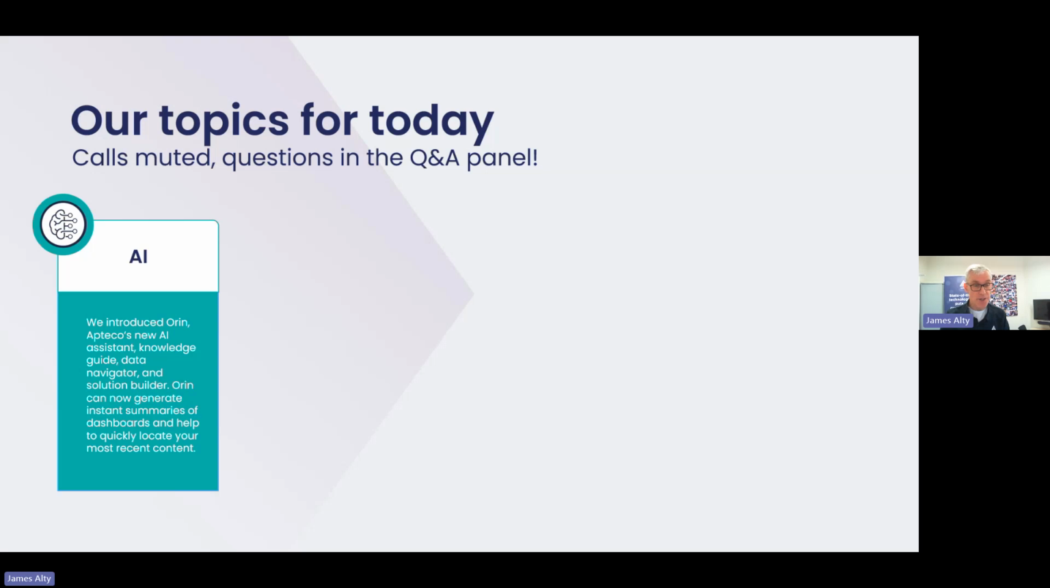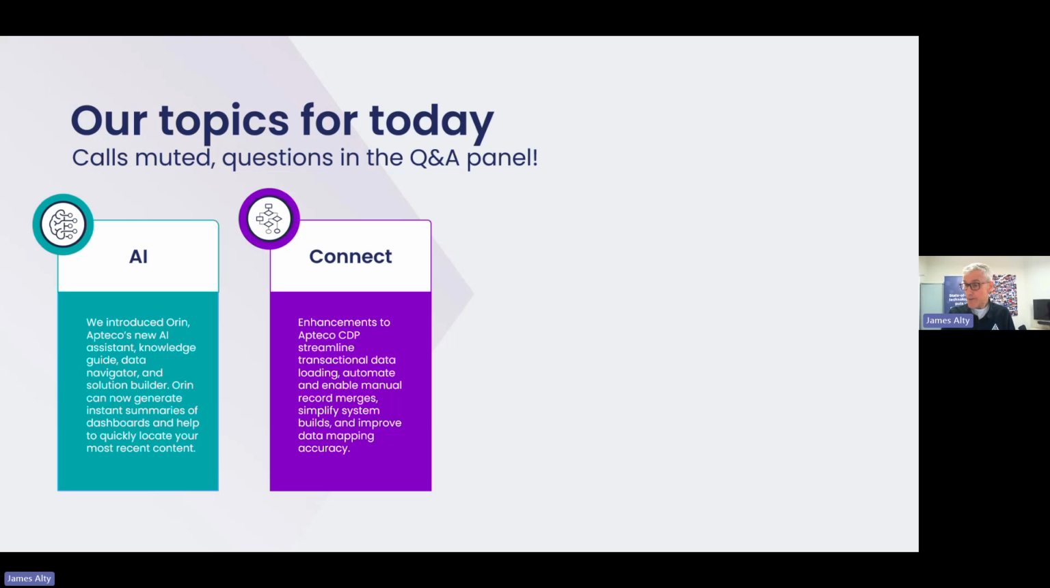We have several sections today. We are covering what's happened in the last 3 months and the Q1 release of our Apteco software. During that period, we released Orin, our generative AI assistant, with 3 tiers: the knowledge guide, the data navigator, and the solution builder, which I hope you guys are starting to get used to. And I'm going to show you some new capabilities that Orin has gained, including the ability to summarize dashboards.